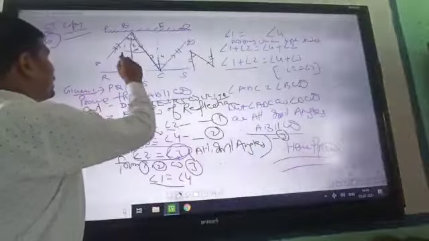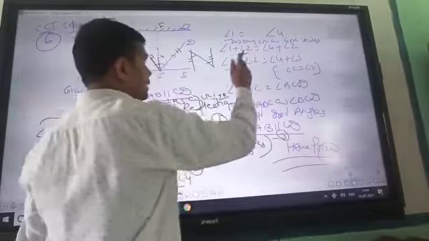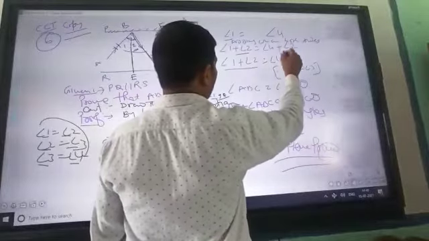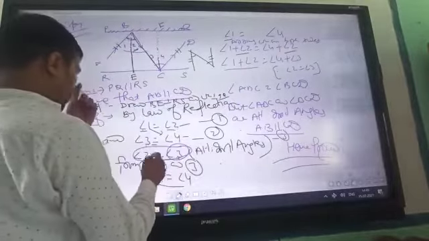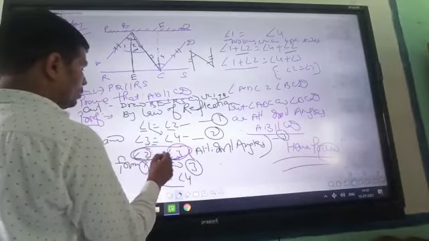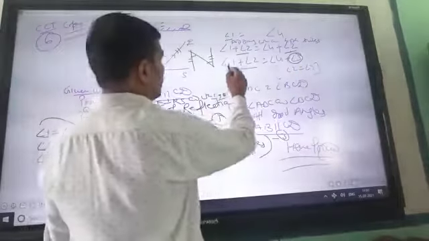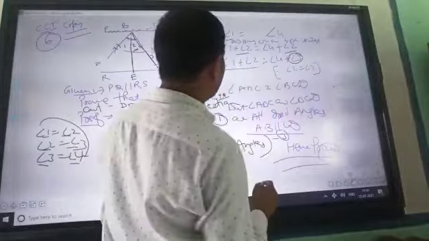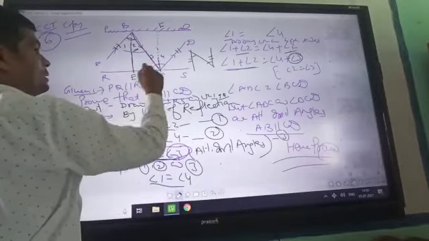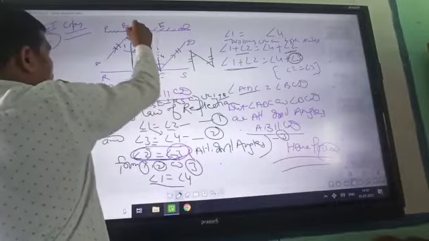Now I have added angle 2 on both sides. From angle 1 equals angle 4, I have added angle 2 plus angle 2. So after adding, this will be 1 plus 2 and this will be 4 plus angle 2. In place of 2, I can write 3, because 2 equals angle 3. So now 1 plus 2 equals angle 4 plus 3. What will be the value of 1 plus 2? 1 plus 2 will be angle ABC, I have mentioned it here. And what will be the value of 4 plus 3? It will be angle BCD.